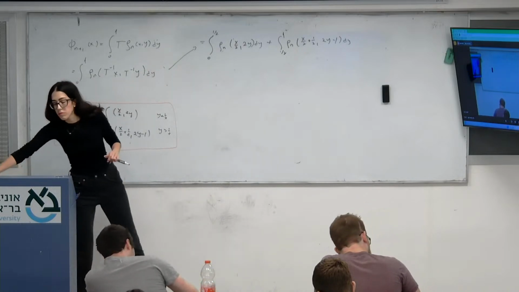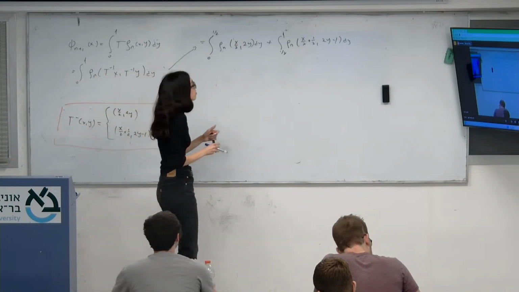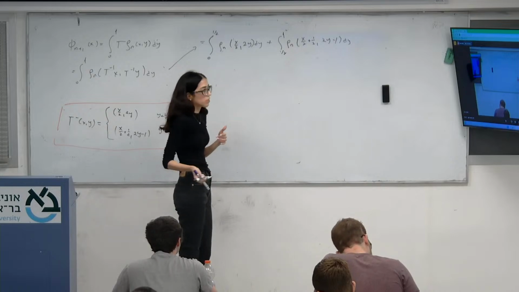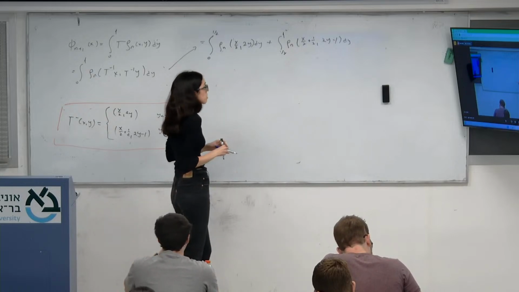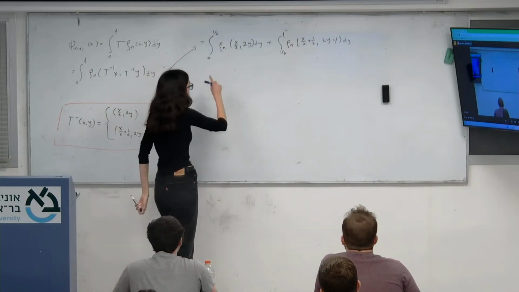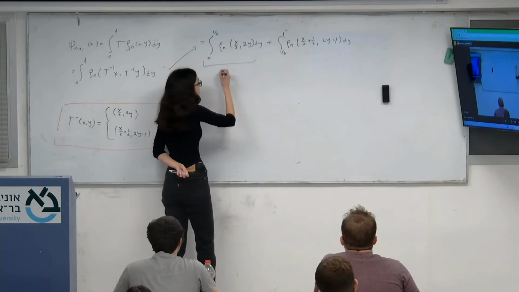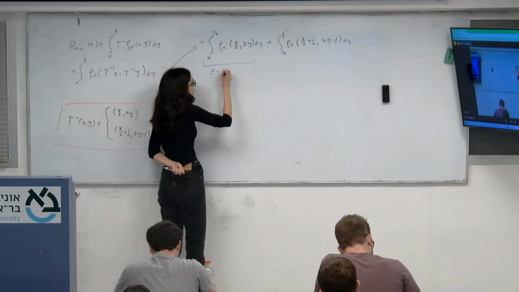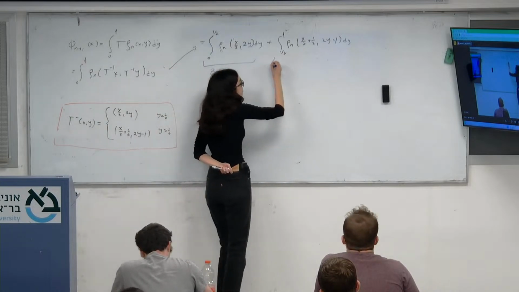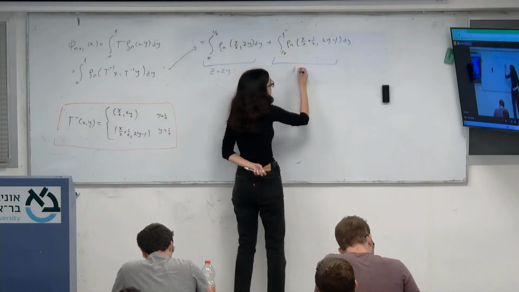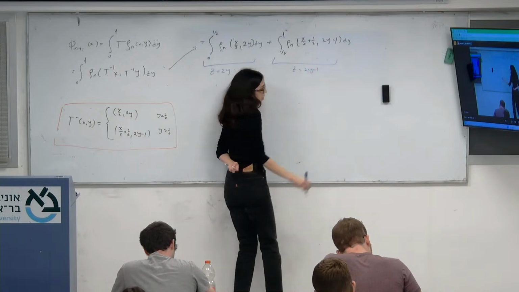So now, in order to write it in a way that is more convenient, let's use a change of variables, but a different change of variables for each integral. So here, let's define z as 2y, and here z as 2y minus 1.